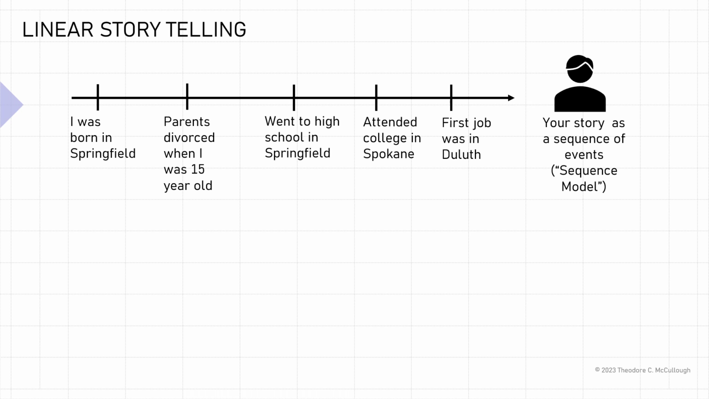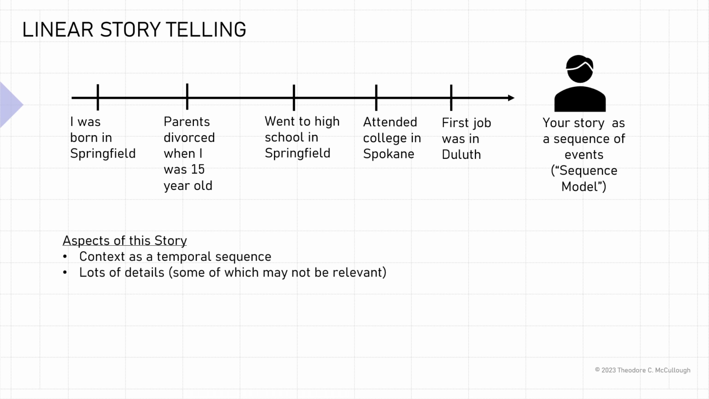To begin to explain this article, I'm going to start out by talking about the difference between linear storytelling and nonlinear storytelling. So, for example, if you were going to talk about one's life from the moment they're born to when they die, say in a movie, you may do that via a linear storytelling approach. So, for example, we could say that I was born in Springfield, my parents divorced when I was 15, I went to high school in Springfield, attended college in Spokane, got my first job in Duluth. If I provided this type of linear account, we could refer to this also as a sequence model.